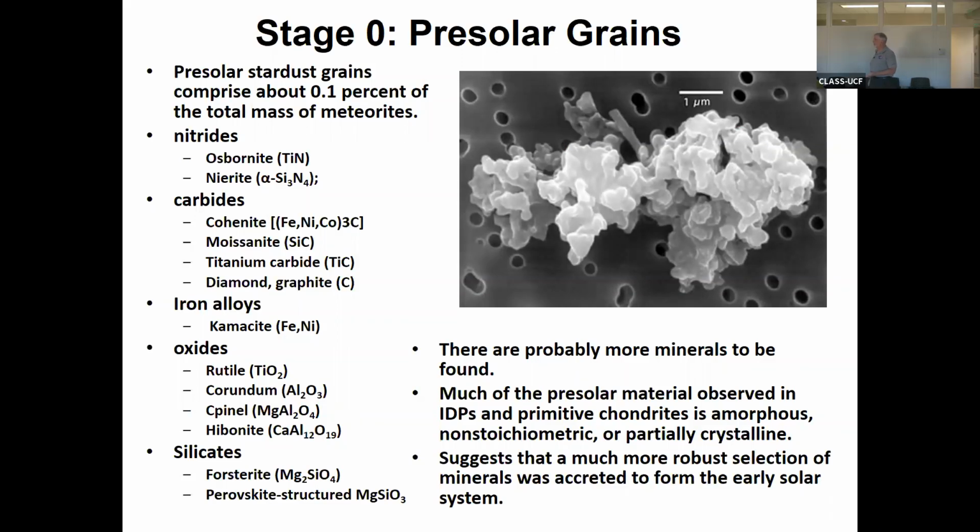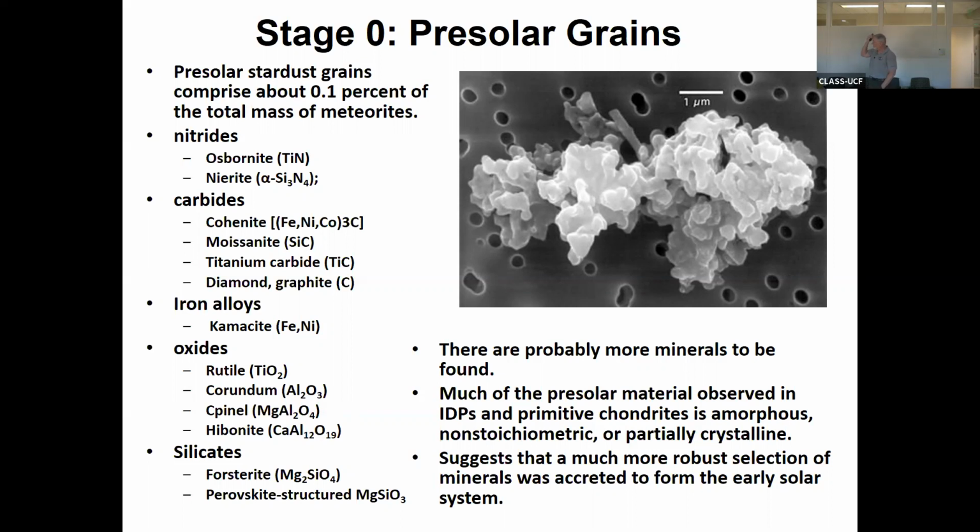So the first dozen grains. Now, we actually have a fair number of pre-solar grains. It's about 0.1% of the total mass of meteorites. And this is a pretty narrow collection. Nitrides, carbides, things that you don't see a lot, cohenite, titanium carbide, of course, diamond and graphite, some iron alloys, oxides, and silicates, and our old friend phosphorite.